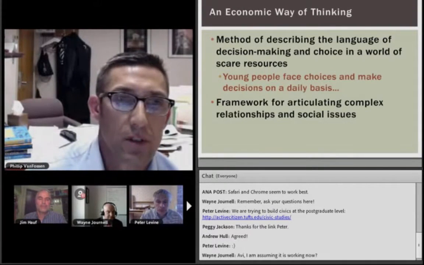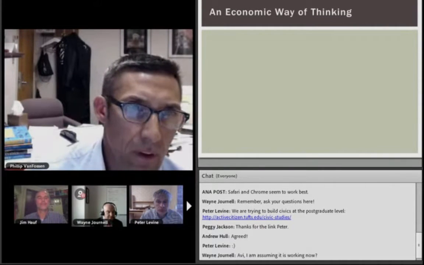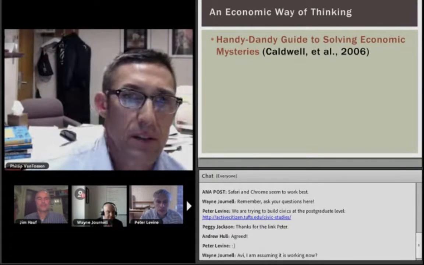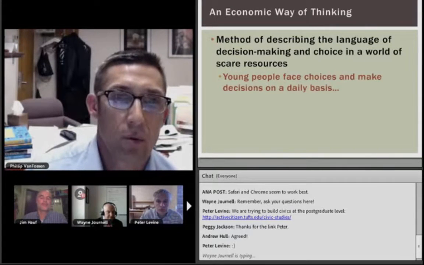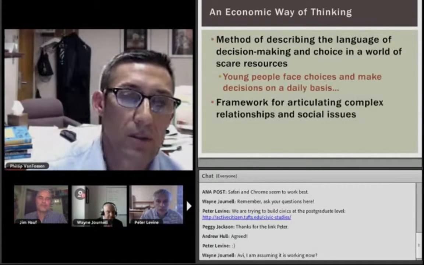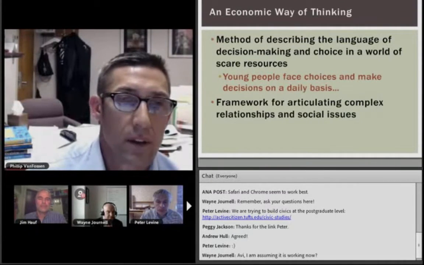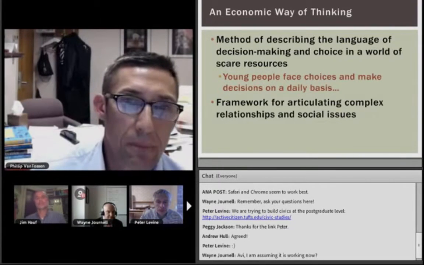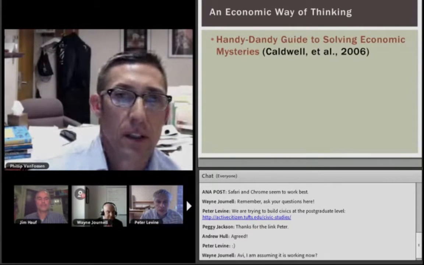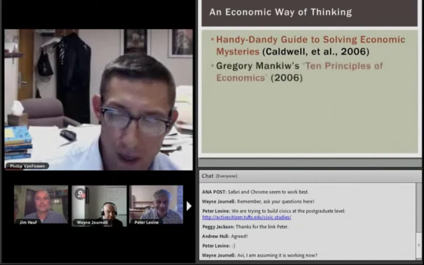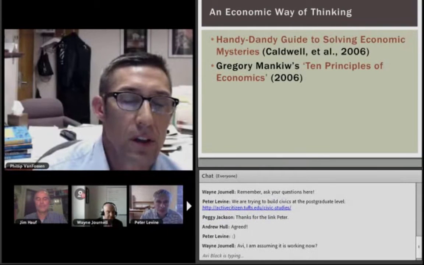So this is a framework for articulating complex relationships and social issues as well, this idea of an economic way of thinking. That is manifest in many ways in economic education, called the Handy-Dandy Guide to Solving Economic Mysteries, which has been around for a while. It's also evident in Greg Mankiw's 10 Principles of Economics. Mankiw is a Harvard professor and also former chair of the President's Council of Economic Advisors. Taken in that context, along with the work of economist Paul Heyne, who has written a text called The Economic Way of Thinking, these combine into kind of 11 tenets that undergird this economic way of thinking.